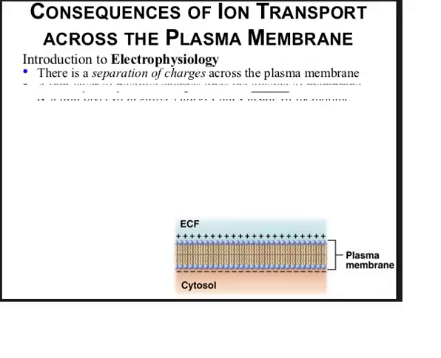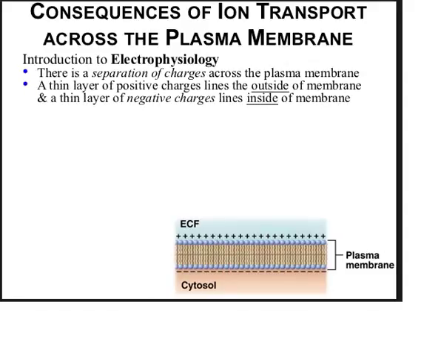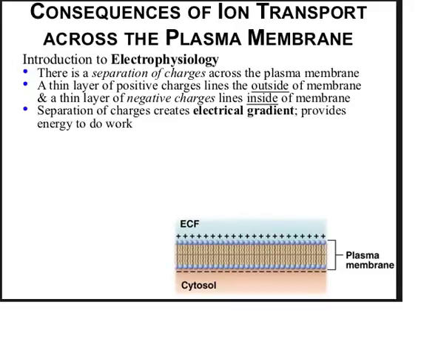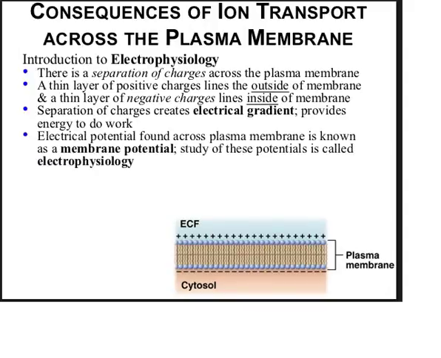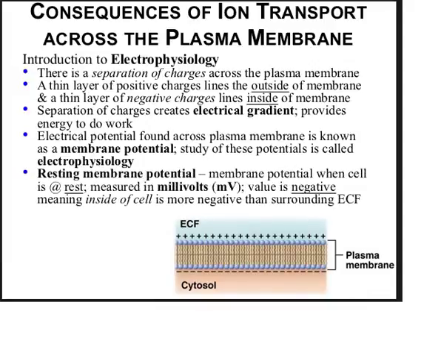There's a separation of charge across the plasma membrane. There's a thin layer of positive charge outside the membrane and a thin layer of negative charge inside the membrane that are separated by the phospholipid bilayer. This electrical gradient provides energy for the cell to do work. Electrical potential found across the plasma membrane is called membrane potential, and the study of how these potentials relate to living processes is called electrophysiology.